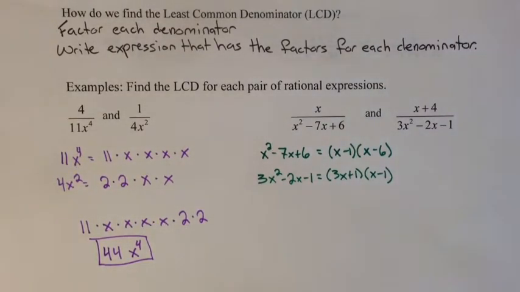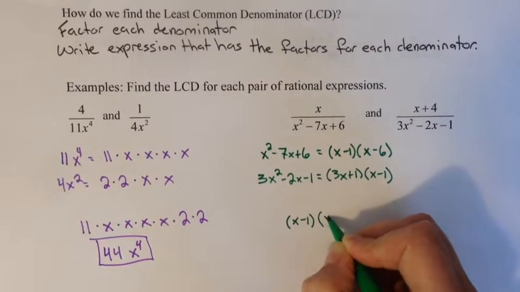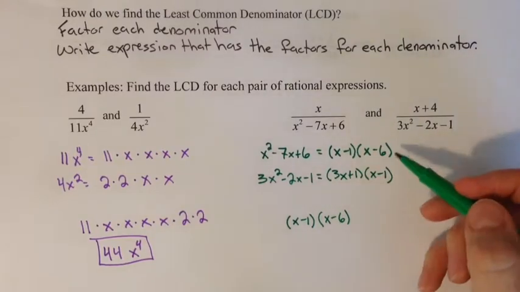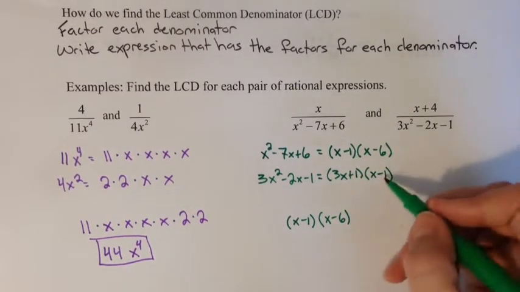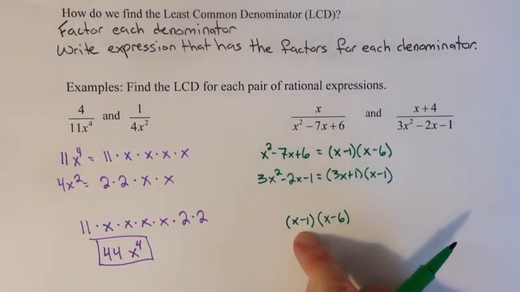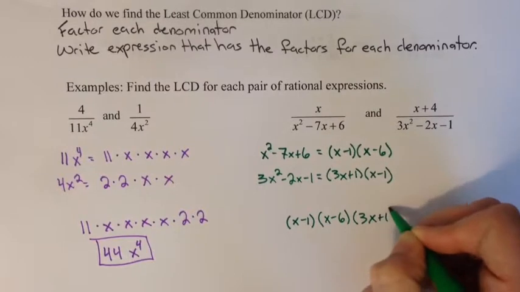Now that I've factored each of my denominators, I'm going to write down the least common denominator by writing down an expression that has the factors that are needed to make up each denominator. I start by looking at my first denominator. It requires an x minus 1 and an x minus 6. My second denominator requires a 3x plus 1 and an x minus 1. I already have the x minus 1 part, so I don't need to repeat that. But I don't have the 3x plus 1 part, so I'll need to add that in.